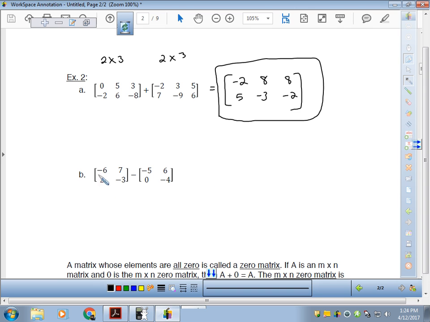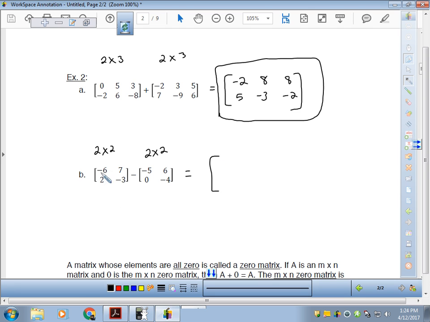All right, for B, we have a matrix negative 6, 7, 2, negative 3, minus another matrix negative 5, 6, 0, negative 4. This matrix is a 2 by 2. This matrix is also a 2 by 2. Since they have the same size, the same order, we can subtract them.